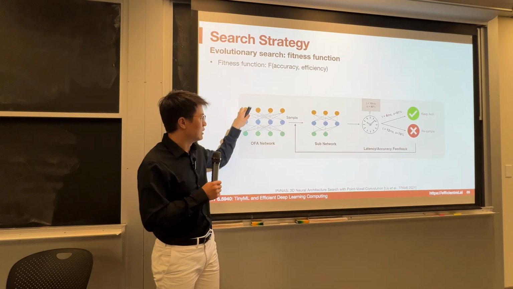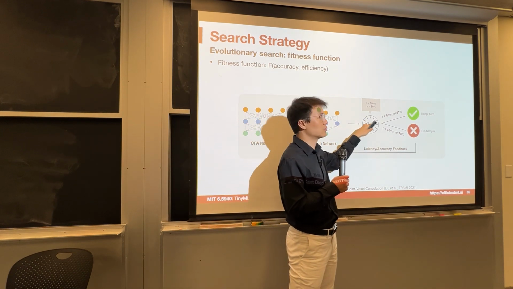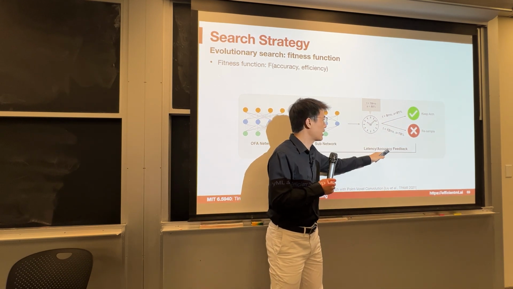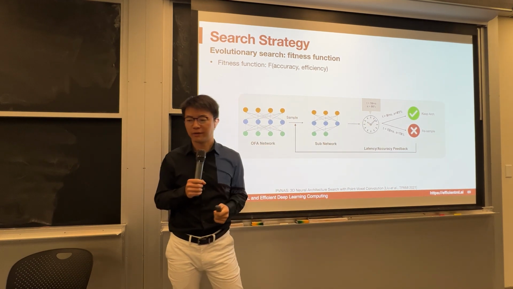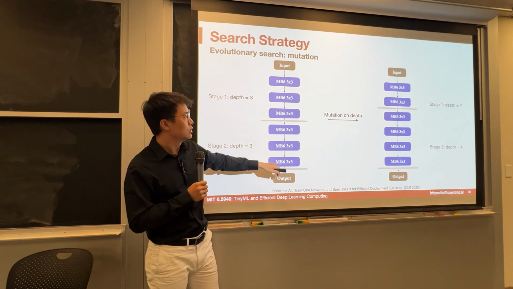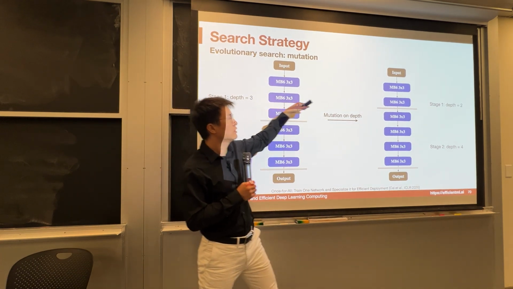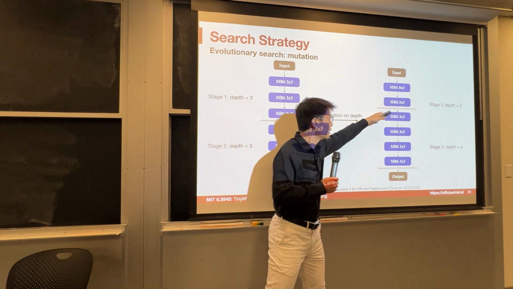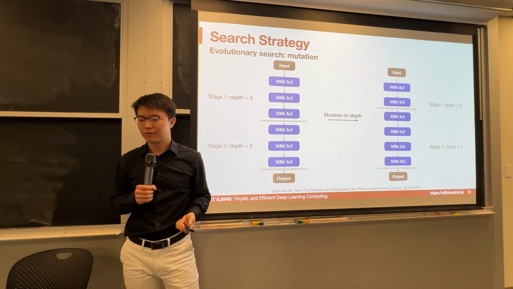For example, we can have a big network. We sample a subnetwork and see if it is fast enough. If it's good, then we keep it. Otherwise, we resample by mutation and crossover, and repeat this process until we find the best one. So what is mutation? Given a neural network, we can mutate on the depth. For example, 3 layers versus only 1 layer in the first stage, or 3 layers in the second stage versus 4 layers in the second stage. So this is mutation on the depth.